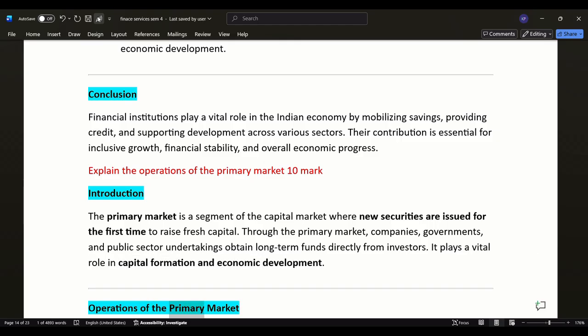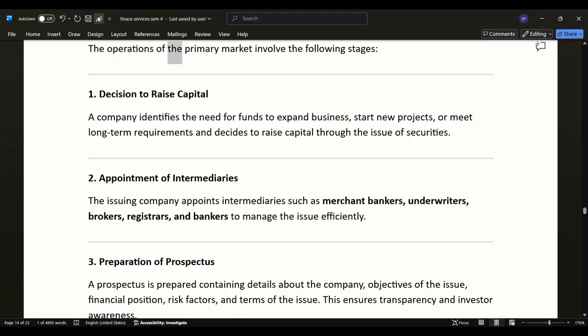Operations of the primary market. The operations of the primary market involve the following stages. 1. Decision to raise capital. A company identifies the need for funds to expand business, start new projects, or meet long-term requirements and decides to raise capital through the issue of securities. 2. Appointment of intermediaries. The issuing company appoints intermediaries such as merchant bankers, underwriters, brokers, registrars, and bankers to manage the issue efficiently. 3. Preparation of prospectus.